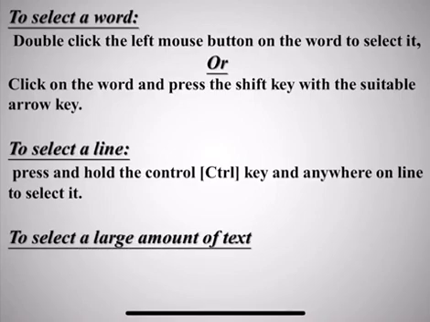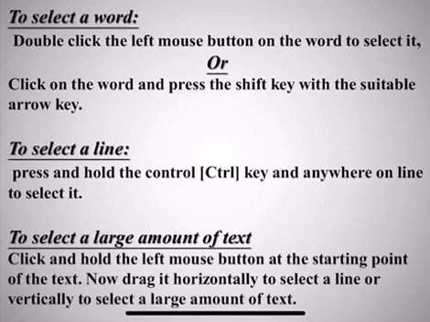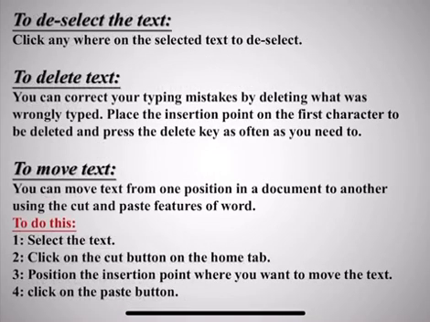To select a large amount of text, click and hold the left mouse button at the starting point of the text. Now drag it horizontally to select a line or vertically to select a large amount of text. To deselect the text, click anywhere on the selected text to deselect.